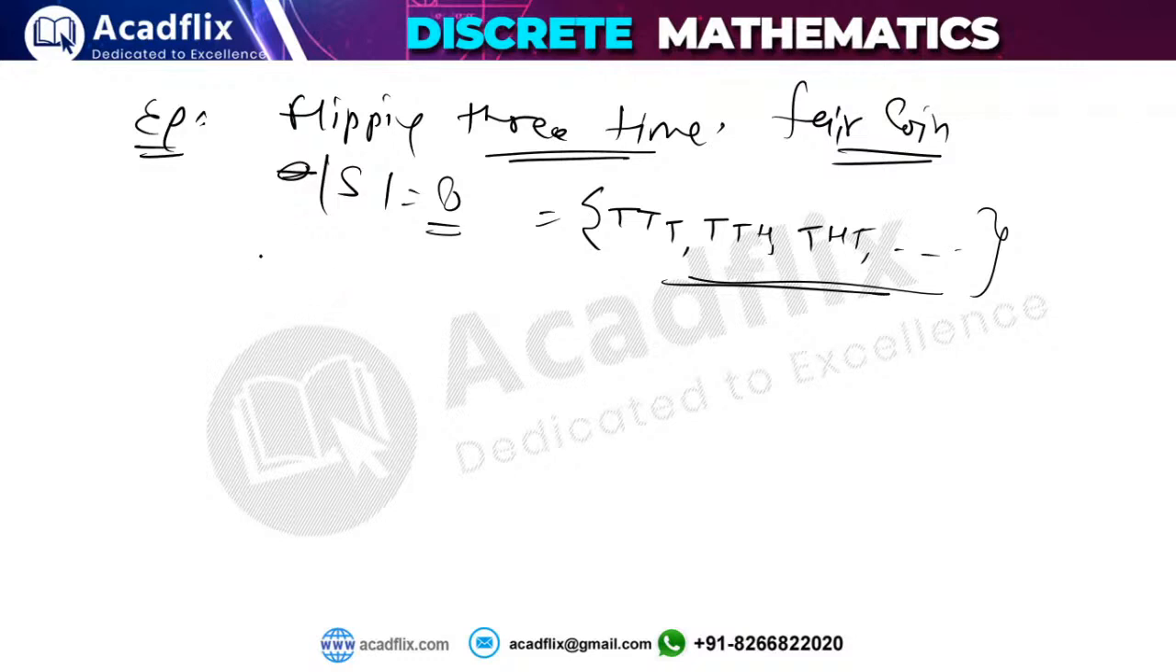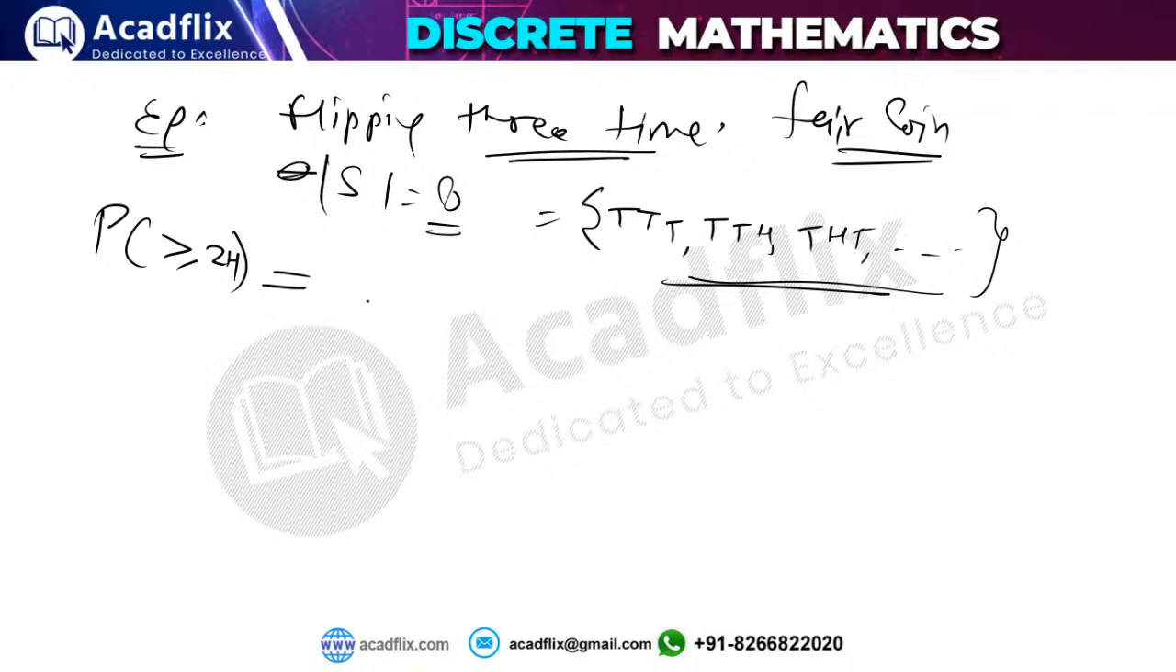Now if I ask you what is the probability that you have at least 2 heads? This is the question. What is the probability that you have at least 2 heads? So what will be the answer? The answer is very easy. You want to find the probability of at least 2 heads.